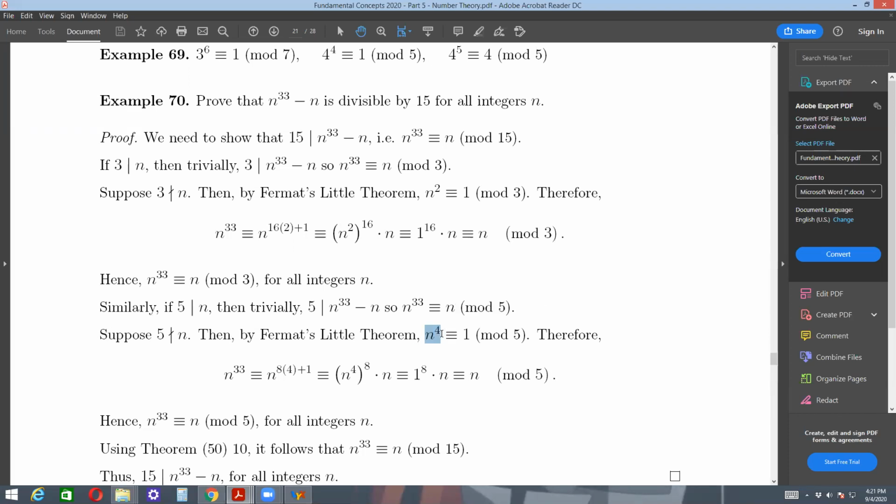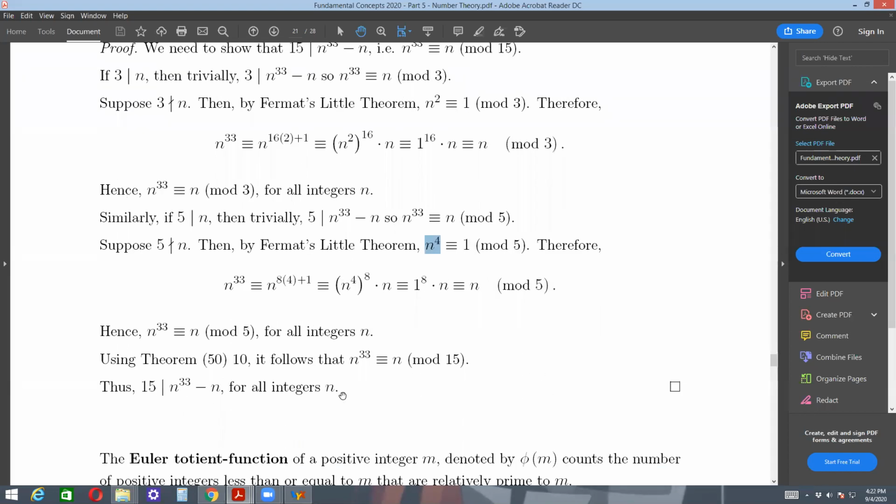And to do that, I could raise both sides to the power of 8. And I'll get n to the power of 4 to the power of 8, which will be n to the power of 32. Again, that's congruent to 1. And then multiply both sides by n, and I get something similar to before. So n to the power 33 is congruent to n, which implies that n to the power 33 minus n is divisible by 5. And that's it.